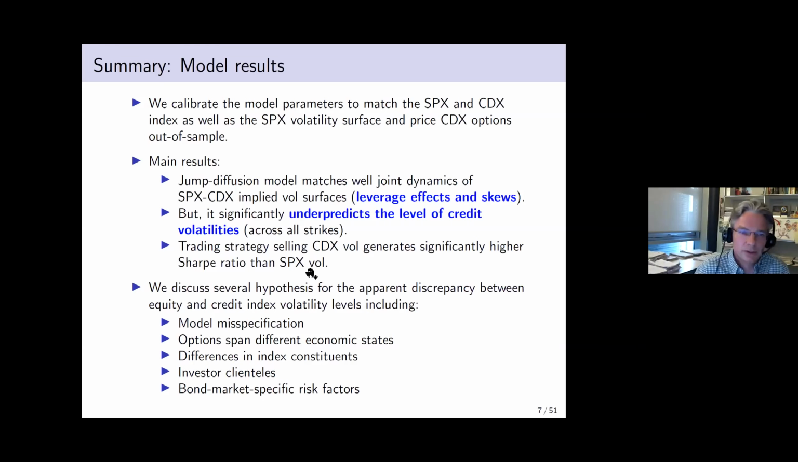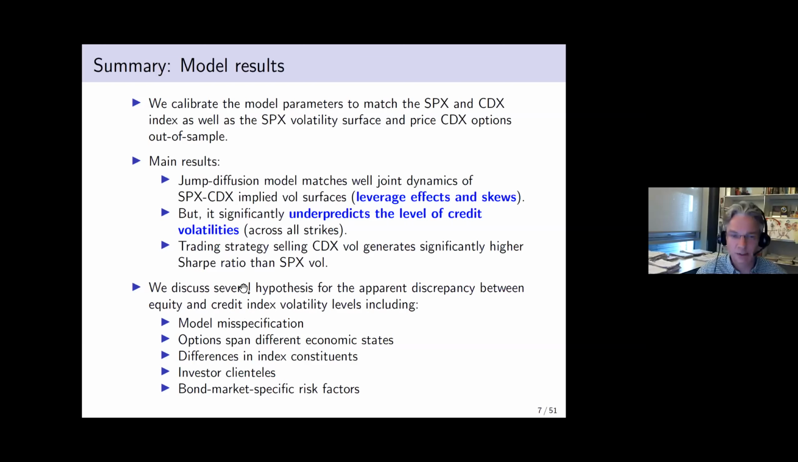And so, this result that somehow it seems like credit options are priced using a higher implied volatility than the one that would be consistent with the prices we observe on equity options. That seems to be a sort of a new puzzle to us, and we've thought about what would be potential explanations for this, and we came up with at least 5.